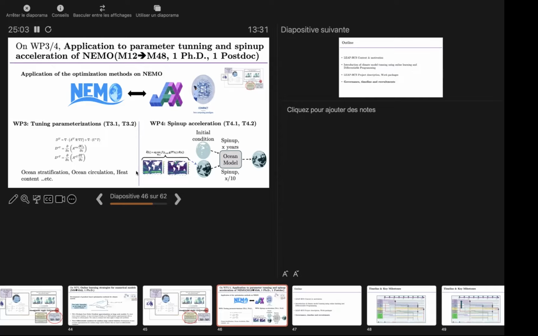There will be some methodological work to be done in WP4 in order to formulate spin-up acceleration as a solution to non-optimal control problems, typically a strongly constrained 4D-Var problem. With a second task that is going to be more applicative, about finding optimal initial conditions that would lead to a small spin-up of the ocean models.